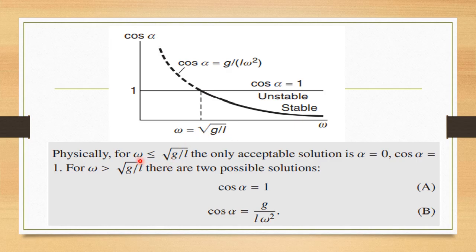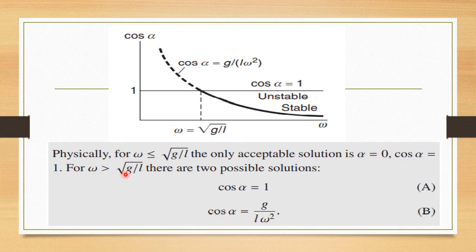Physically, for omega less than or equal to root g by L, below this region, the only acceptable solution is alpha equal to 0 or cos alpha equal to 1. This is the only acceptable region. So this is the critical point, and this is the only acceptable solution for this condition.